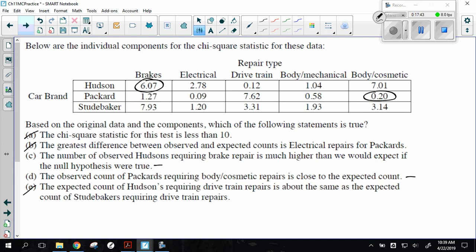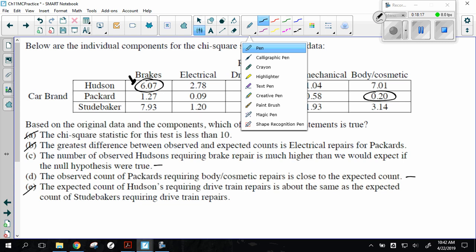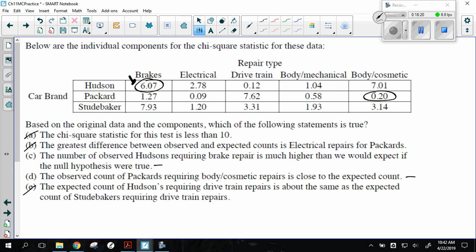And now we've got a choice between C and D. So I've got to be honest, this one tripped me up a little bit. What I did was go and look, because you see a very large individual component of your chi-square for Hudson, which means that it looks like C is true. And additionally, it looks like D is also true. So we've got to do a little more digging to figure out what's going on.